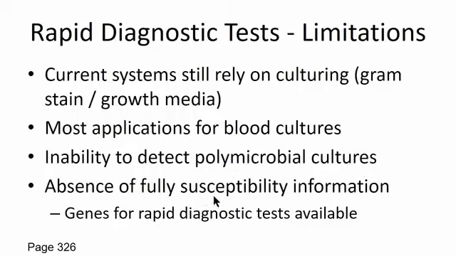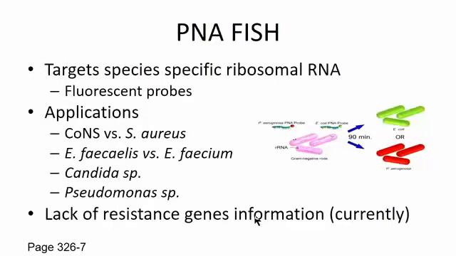So I want to point out that this is essentially like a gram stain, but it's a much fancier gram stain. It'll give you much better information. So in terms of the individual systems, PNA FISH is one of them. It targets species-specific ribosomal RNA through fluorescent probes. And here is a little example looking at the ribosomal RNA of E. coli. If you apply these probes, E. coli will come out as green and Pseudomonas will come out as red. And that's the extent of the information of PNA FISH.